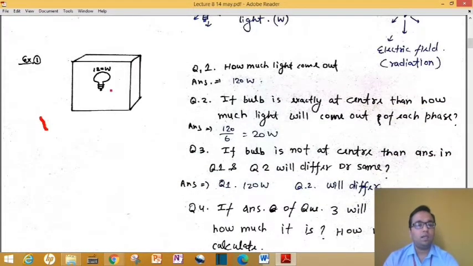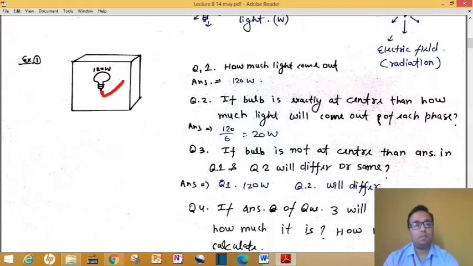Okay. Here we have a bulb. I have mentioned this bulb as 120 watt. However, you have seen bulbs of 100 or 200 watt, but I have mentioned it as 120 watt. It means 120 joule per second, 120 joule of power is coming out of this bulb. This is the meaning of 120 watt.